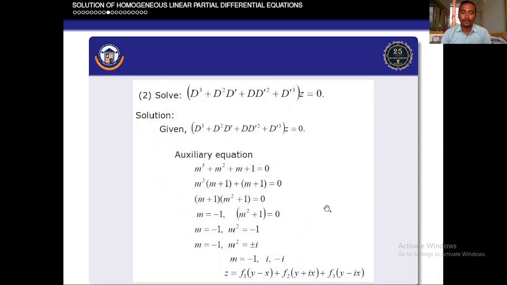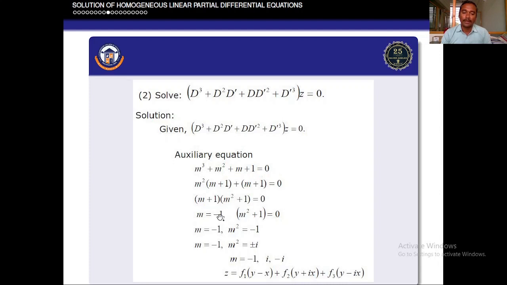This is problem number 2. Solve d cube plus d square d dash plus d d dash square plus d dash cube into z equal to 0. It is a third order problem. So its corresponding auxiliary equation is m cube plus m square plus m plus 1 equal to 0. Now take m square as common from the first two terms, so m square into m plus 1. The remaining two terms can be written as m plus 1. Now choose m plus 1 as common, so the resultant form is m plus 1 into m square plus 1 equal to 0.